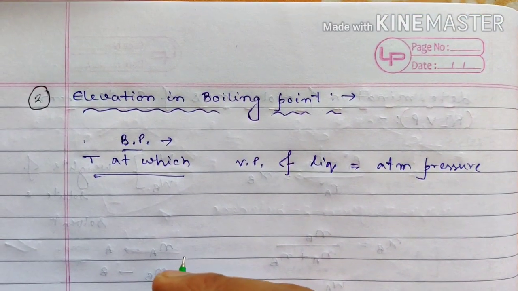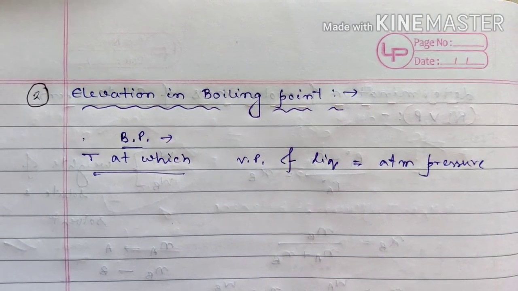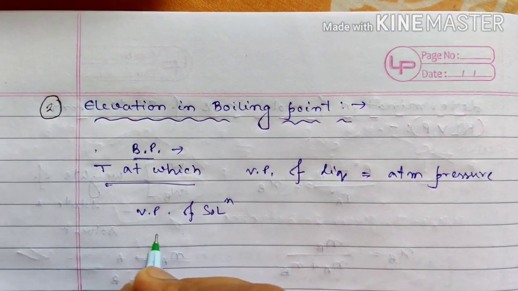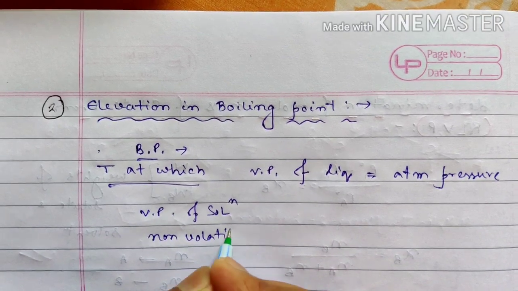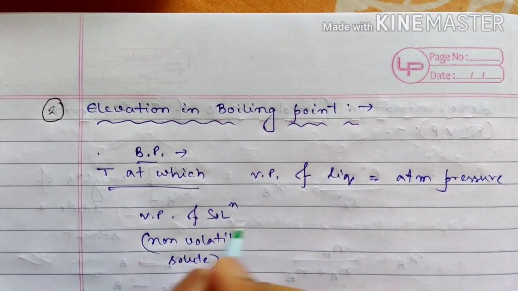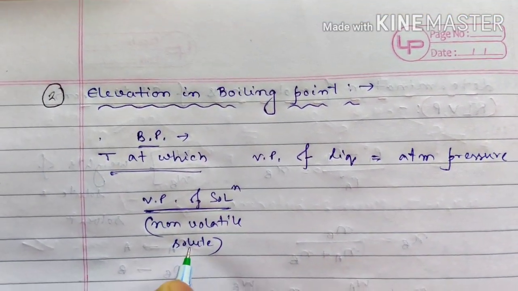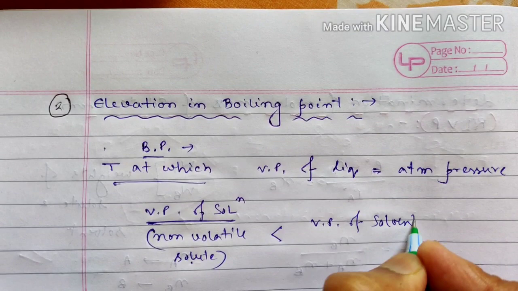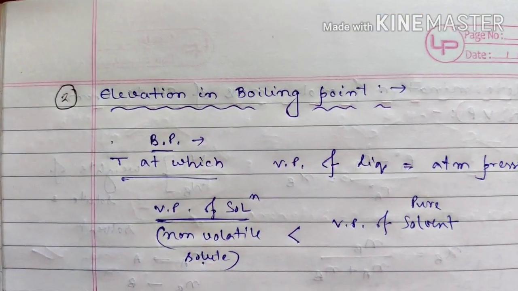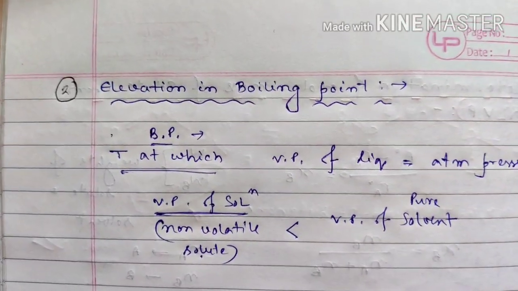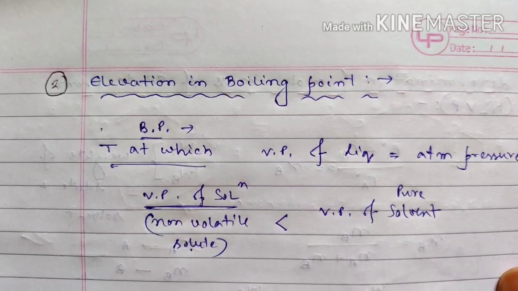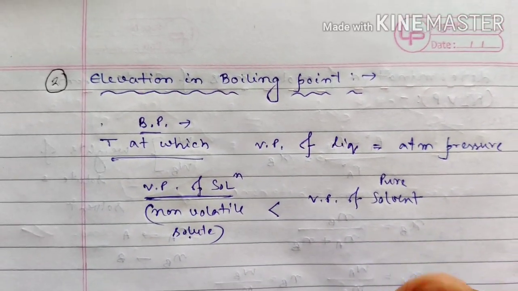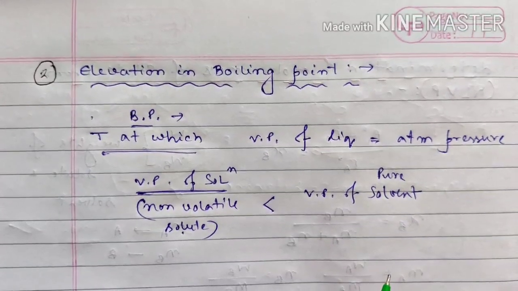So let us try to understand the situation. We know that the vapor pressure of a solution where non-volatile solute is present is always less than that of the vapor pressure of the pure solvent. We have just read that in the relative lowering of vapor pressure. So the solution has to be heated to a higher temperature so that its vapor pressure becomes equal to the atmospheric pressure. So we have to heat it. So the boiling point of the solution is always higher than that of the pure solvent.